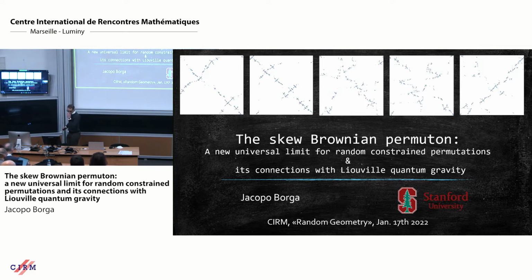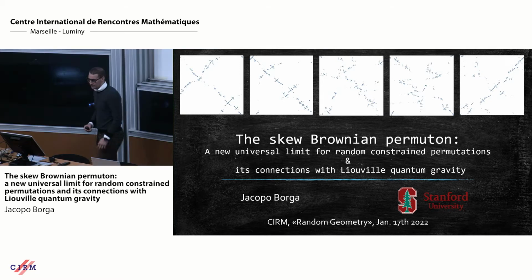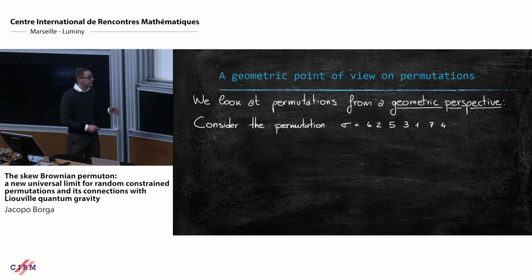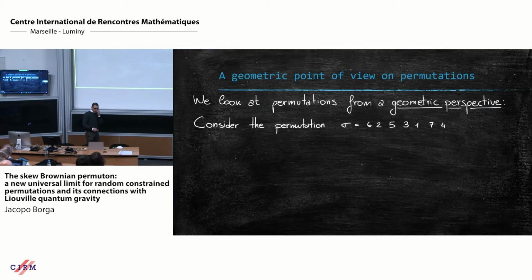So the beginning of the talk is maybe known to some of you, but I want everybody to be on the same page, so let me start with very basic definitions. My point of view on permutations is very geometric. It's random geometry, so let me explain it.